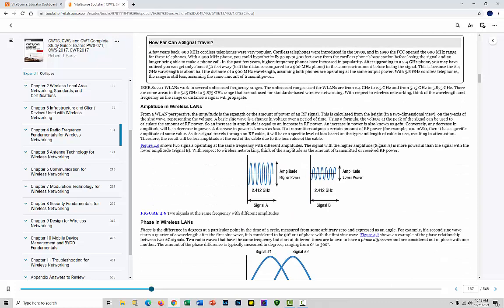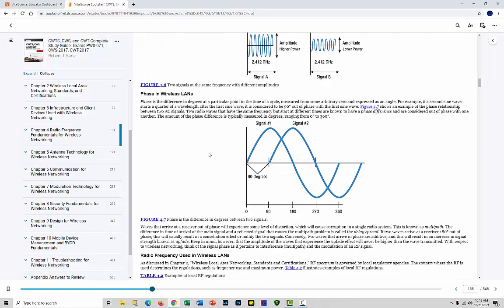The amplitude has to do with the strength of the wave, right? This has a higher amplitude than signal B does. See the difference in height? And the phase, which is kind of an interesting concept, has to do with the difference in the degree of the angle of the two waves. In this case, it's at 90 degrees, and it can cause problems.